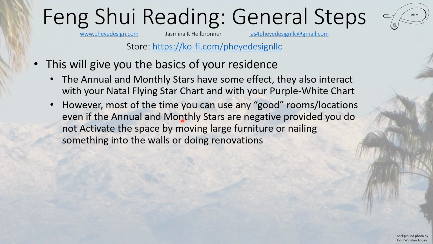Now, most of the time, you can use any good rooms or locations, even if the annual or monthly stars are negative, provided you don't activate the space. And you would do activation by moving large furniture. Moving your chair doesn't count. Moving a bed does, because a bed is big. Now, if you nail something into the wall, that will activate it.